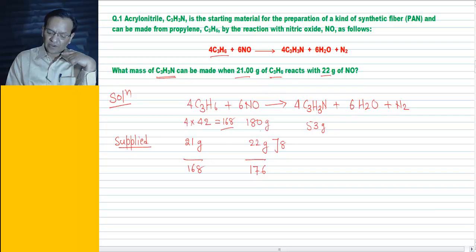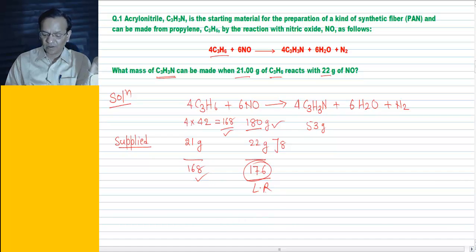So for 168 the requirement is 180. The available is 176, which is less than 180. So it is the limiting reactant. For 168, the requirement is 180 and we have been given only 176 grams. So NO is the limiting reactant. That is very close, and if we don't do it carefully, we may land up with the wrong answer.